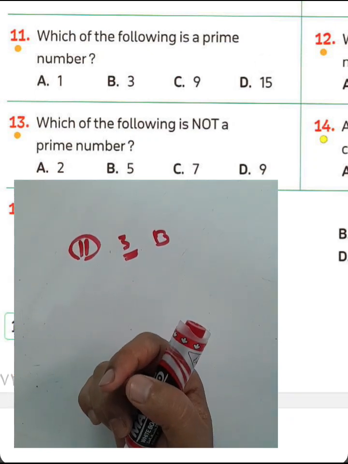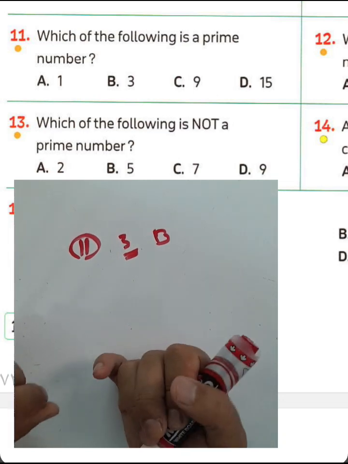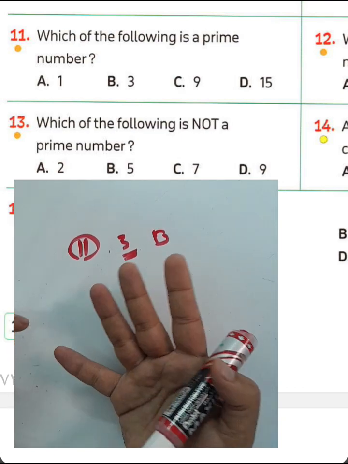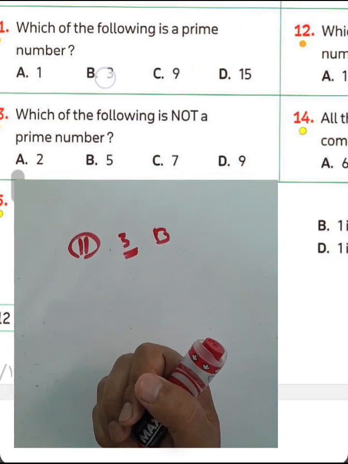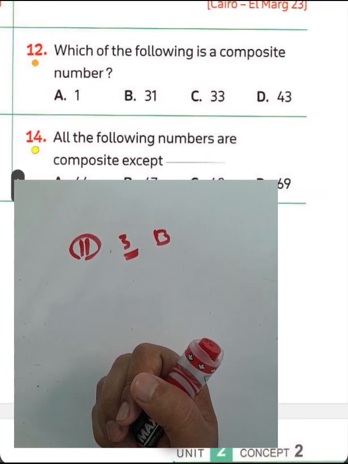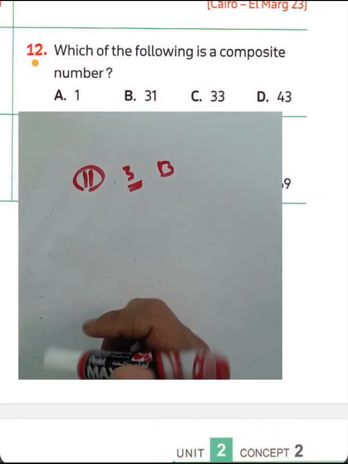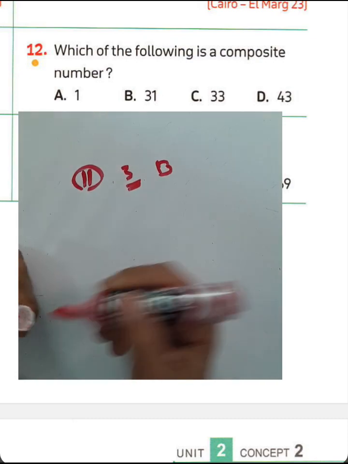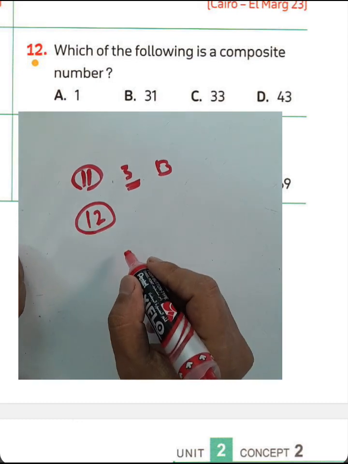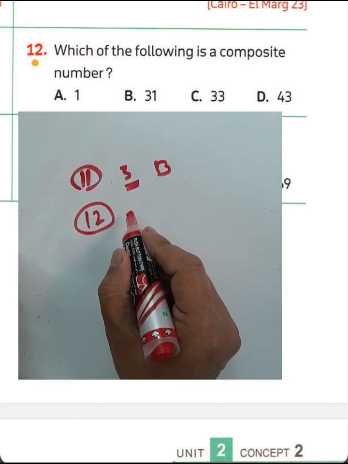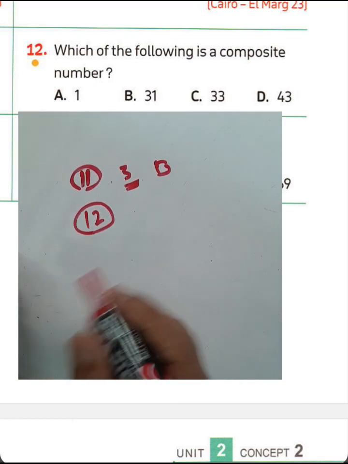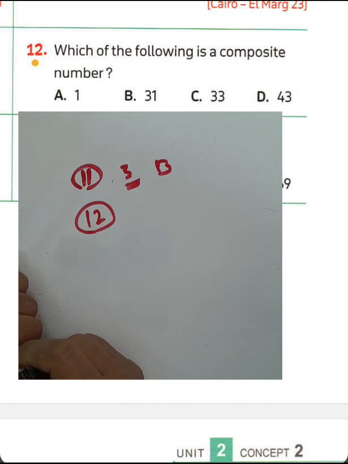15 is not a prime number, because 15 can be divided by 15, 1, 3, and 5. It has 4 factors. So it's not a prime number. Question 12, which of the following is a composite number? Composite means not prime. Which number here is not prime? 33. 33 can be divided by 3. 31 can be divided only by itself. Which of the following is a composite? Can you tell me the composite number here?